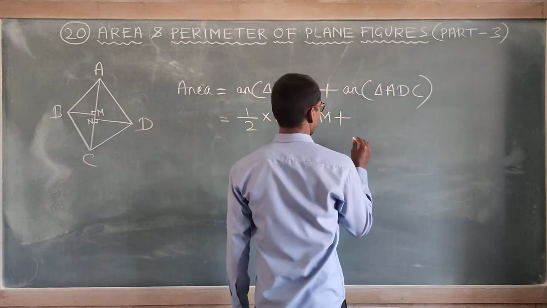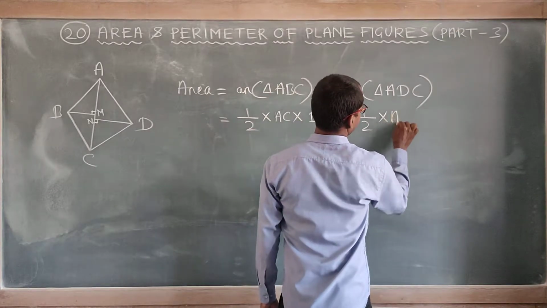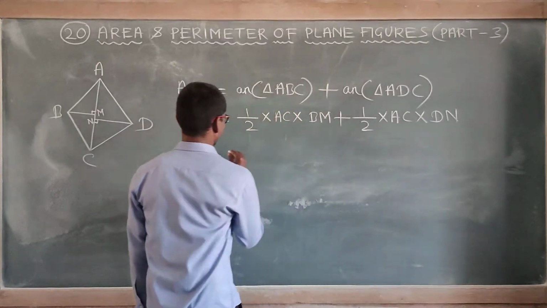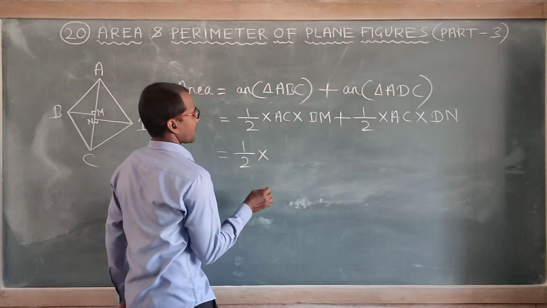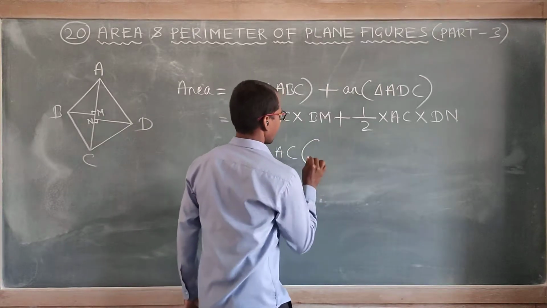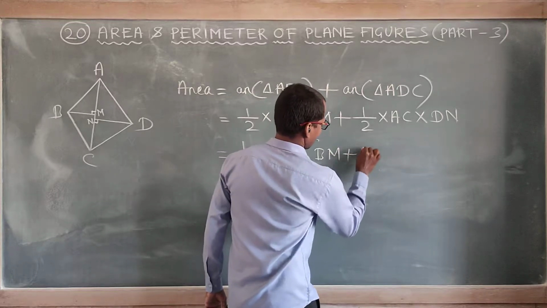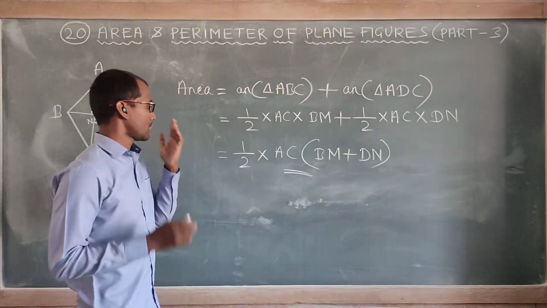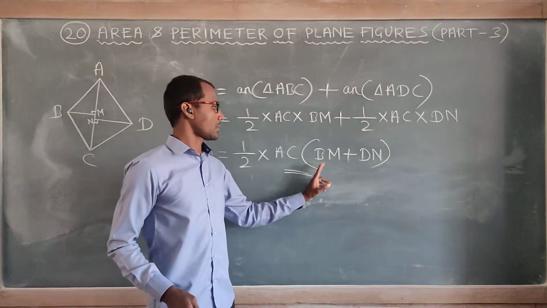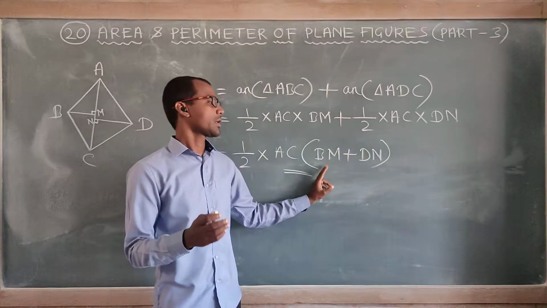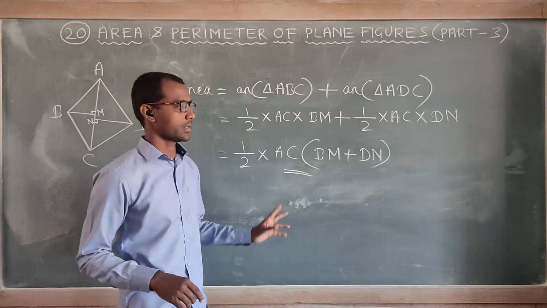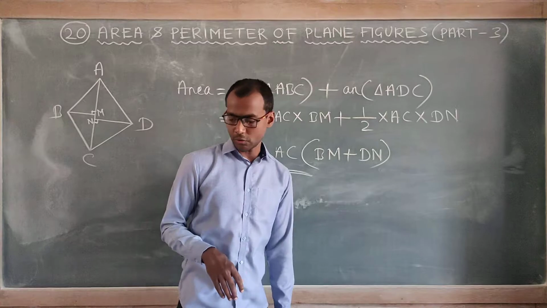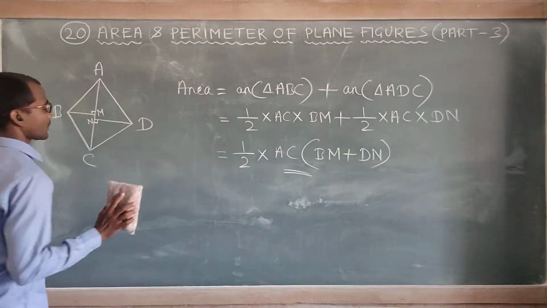Then area of triangle ADC is also half base into height, half into AC into DN. We can take half and AC common, remaining is BM plus DN. So this is the formula: half into one diagonal into sum of the perpendiculars on the diagonal from the remaining two vertices. This is for such type of quadrilateral.